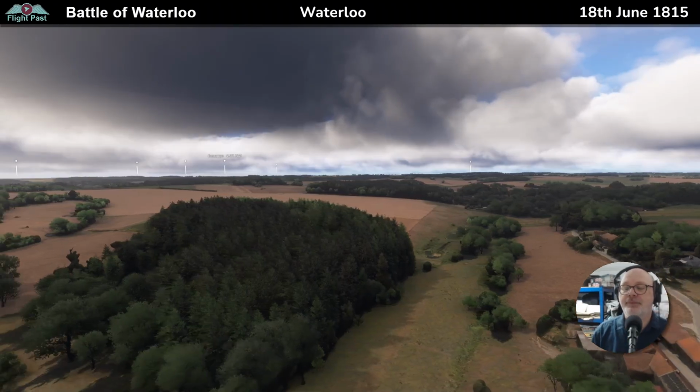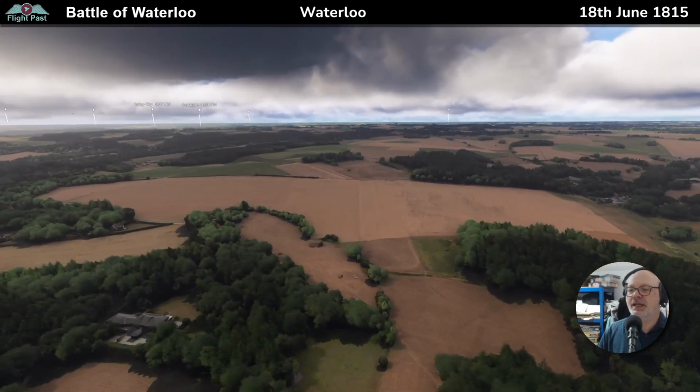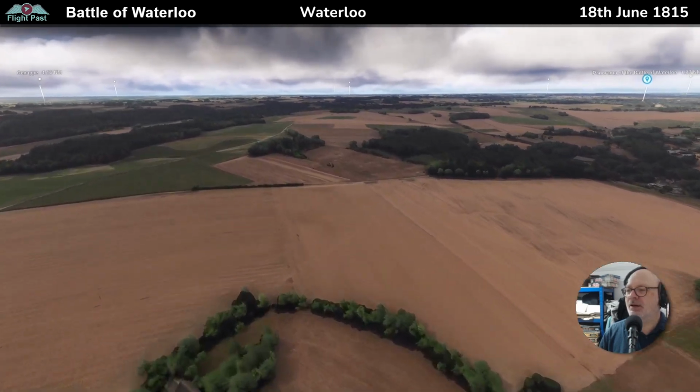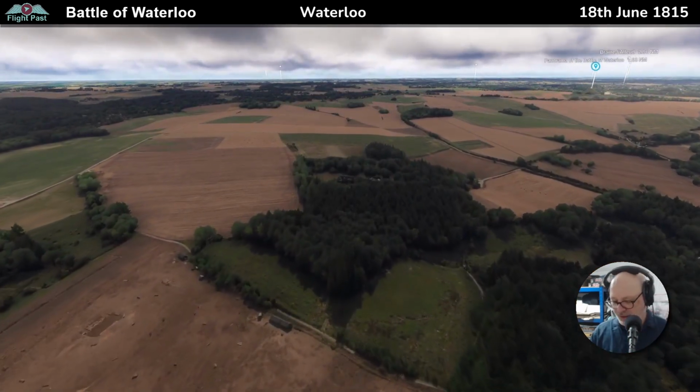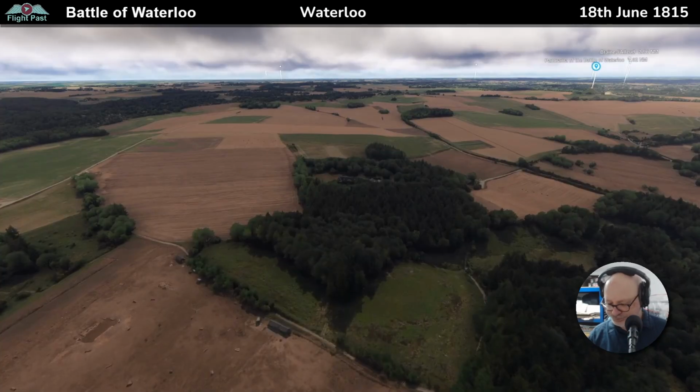And so he comes out of this wood here with two brigades. They had some artillery attached to them, and they engaged Domon's troopers and drove them back.